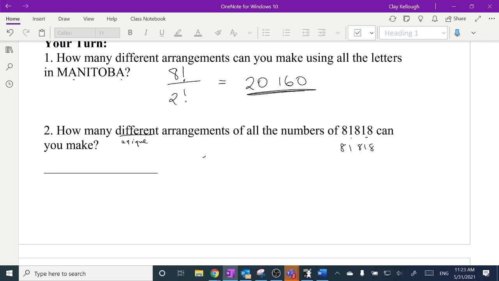Well, there are 5 factorial numbers: 1, 2, 3, 4, 5. I can rearrange those 5 digits 5 factorial, 120 ways. But there are 3 factorial 8s, so this is digits, times 2 factorial 1s.